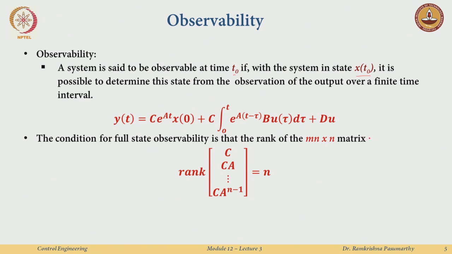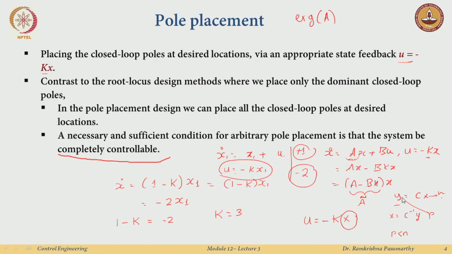It turns out that if the rank of this matrix is n, then I can get an estimate of the state via measurements of the output y. Here I assumed that p equals m, the number of outputs equal to the number of inputs, which generally should not be the case, otherwise it will just be a pn by n matrix. So there is no loss of generality here, by the way. This matrix is called the observability matrix. And once I know what the states are, I can always design a state feedback control law to place the poles of my closed loop system at the appropriate locations.